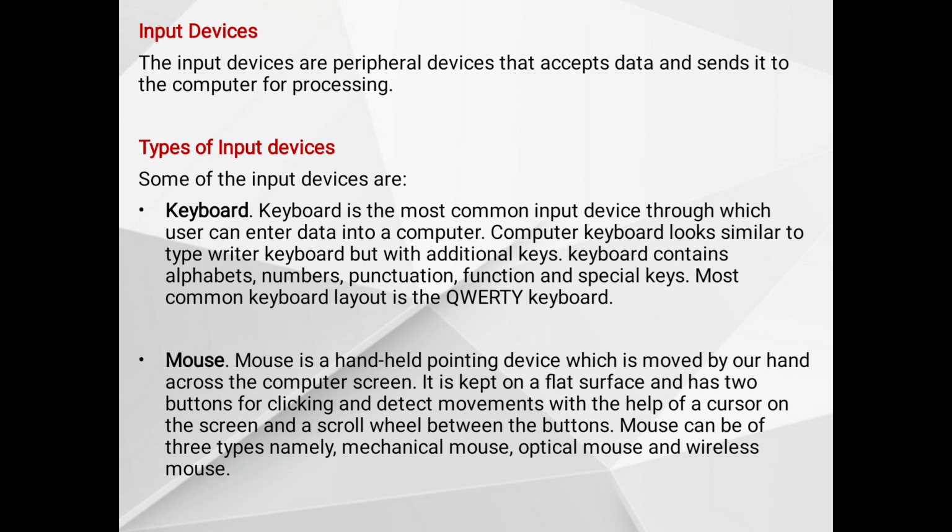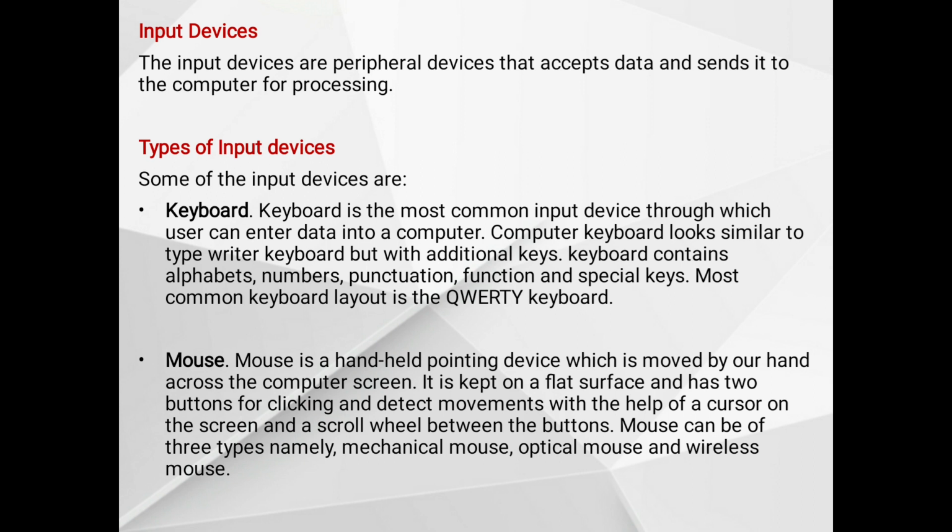Okay, so next we have is the mouse. Mouse is a handheld pointing device which is moved by our hand across the computer screen. Now, in a keyboard there are cursor keys attached to that, through which we can move up, down, right and left, like that. But it is very difficult to move the cursor that is on the screen using the keyboard. So in order to make it much easier to move the cursor, a mouse is used.